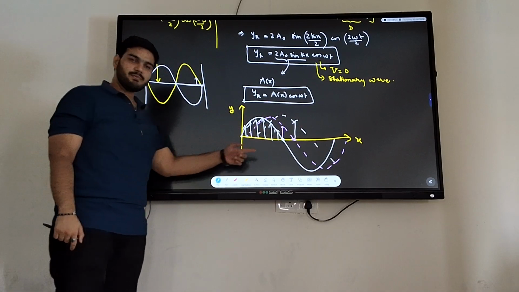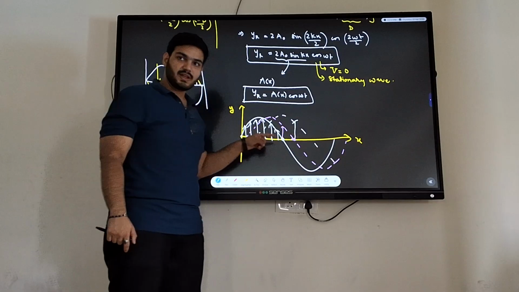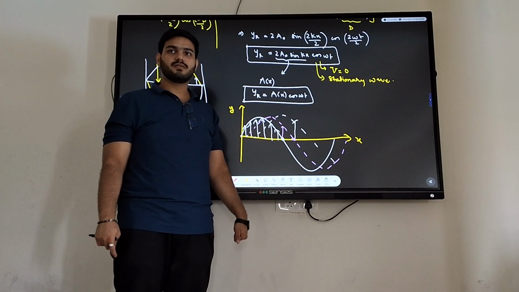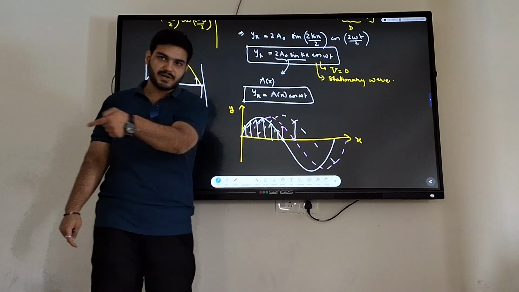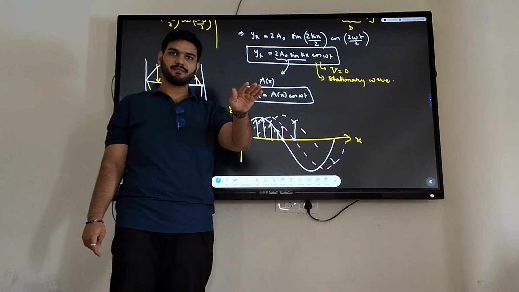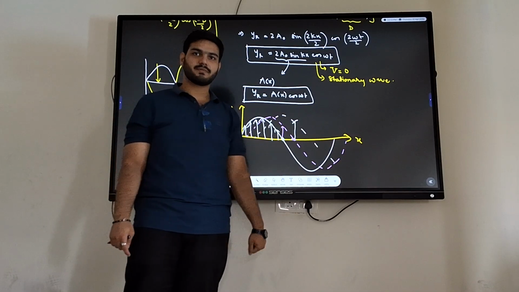Then is there any position throughout the medium in which the particles do not oscillate at all? No. As the wave moves through the medium, all of the particles will oscillate after some time. They will all oscillate after some time.